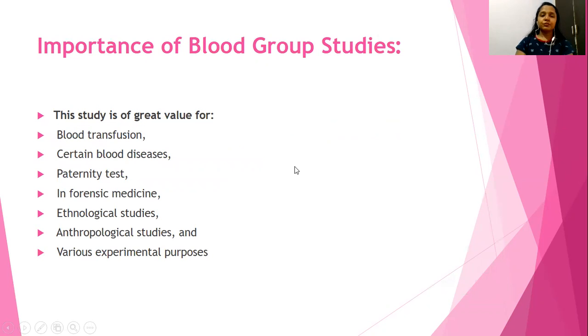So what is the importance of blood group study? There is great value for the blood group study in blood transfusion. Earlier, when blood groups were not known, many mishappenings occurred. Even many have died because of the transfusions. Because of incompatibility, many people died.